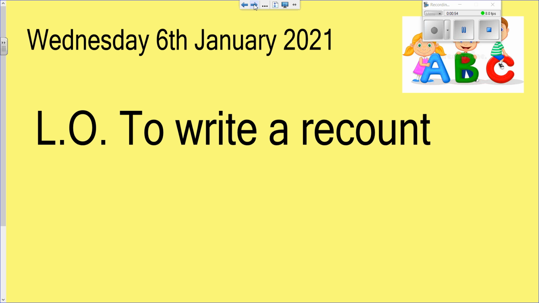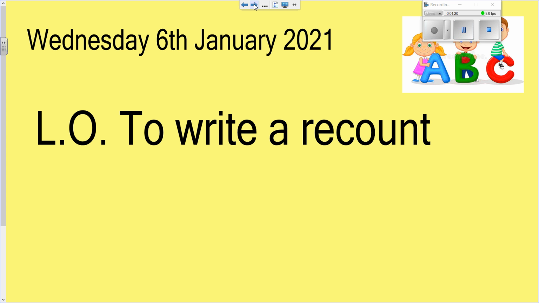Right, so today's learning objective is to write a recount. If you remember, before Christmas we looked at the recount of Charlie and how he went on that walk, and then we wrote our own recounts about our walk around Wellington. So we said, first we went to the Wellington Park and then we went on to somewhere else, and we wrote our very own recounts. Today, we would like you to write a recount of your Christmas Day.